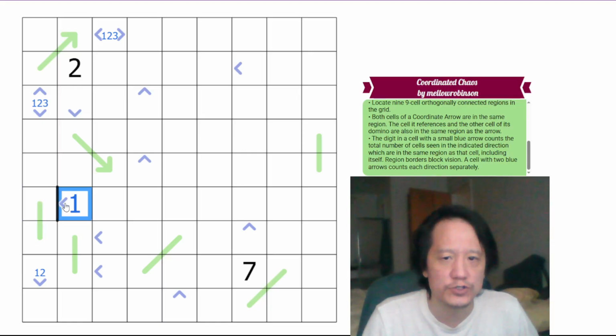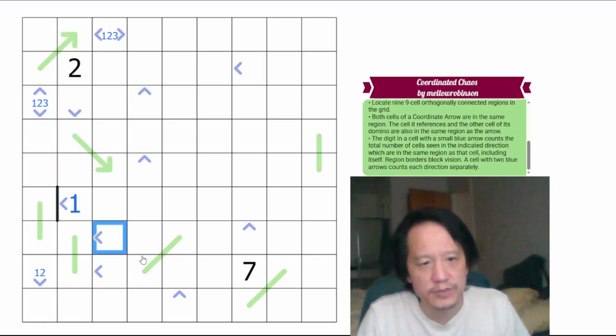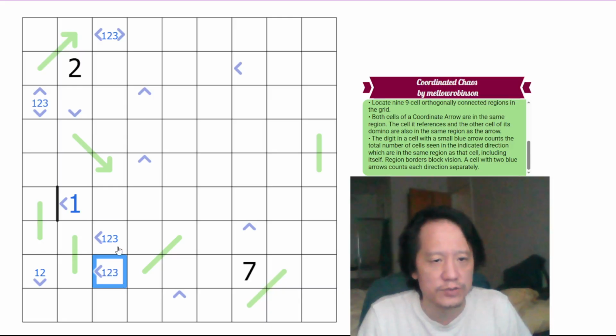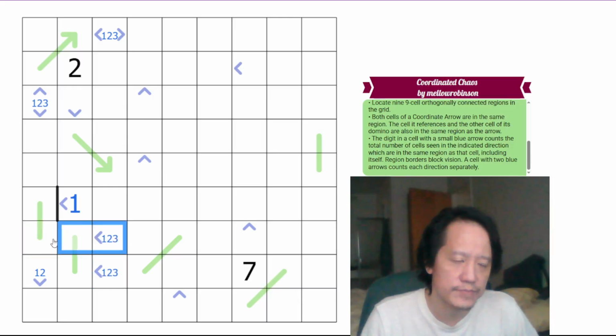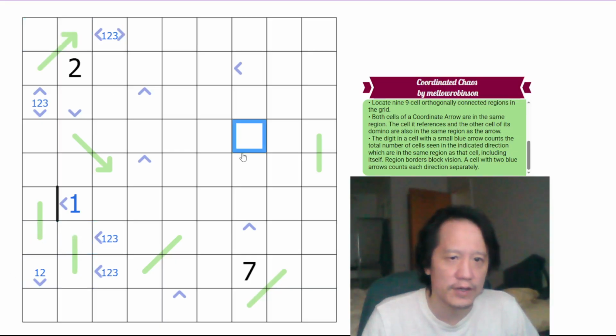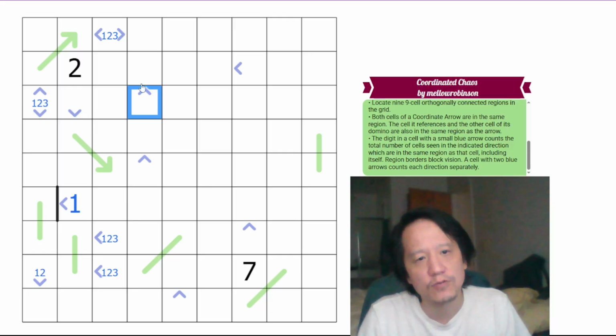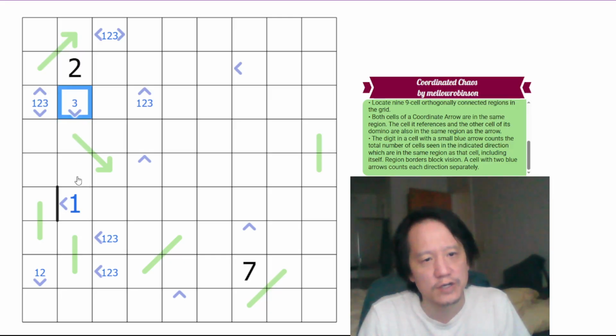And region borders block vision, so it only sees 1 this way. This has to be 1, 2, or 3, and this is 1, 2, or 3. Because again, it's 1, 2, 3 that way, and this is 1, 2, 3 that way, 1, 2, 3 that way. This is 1, 2, 3 at most. This is 1, it can't be 1 or 2, so it's at least 3. It could be up to 7. 3, 4, 5, 6, 7.